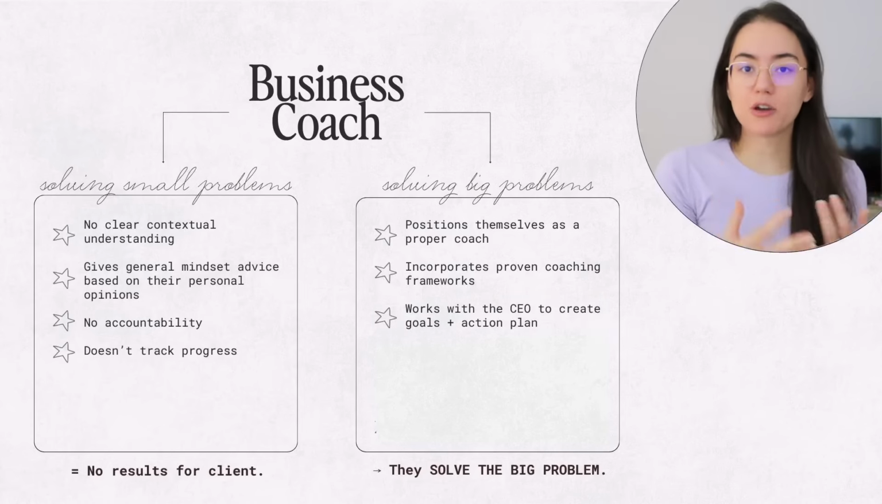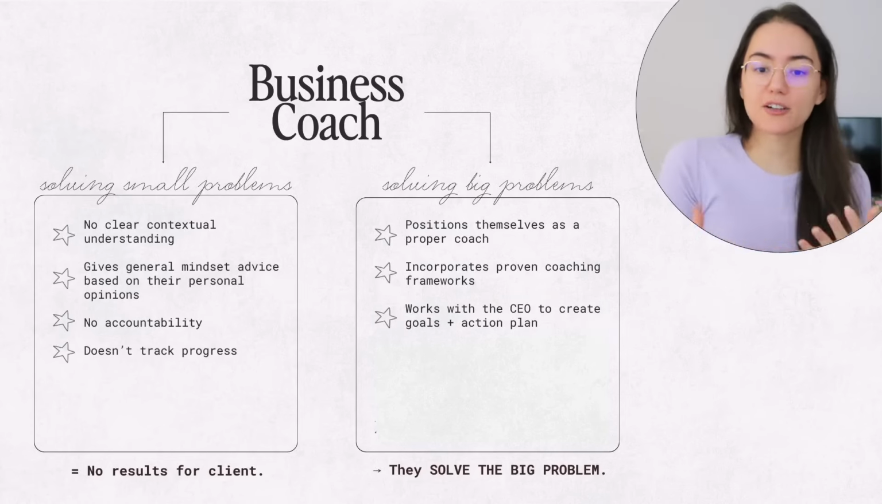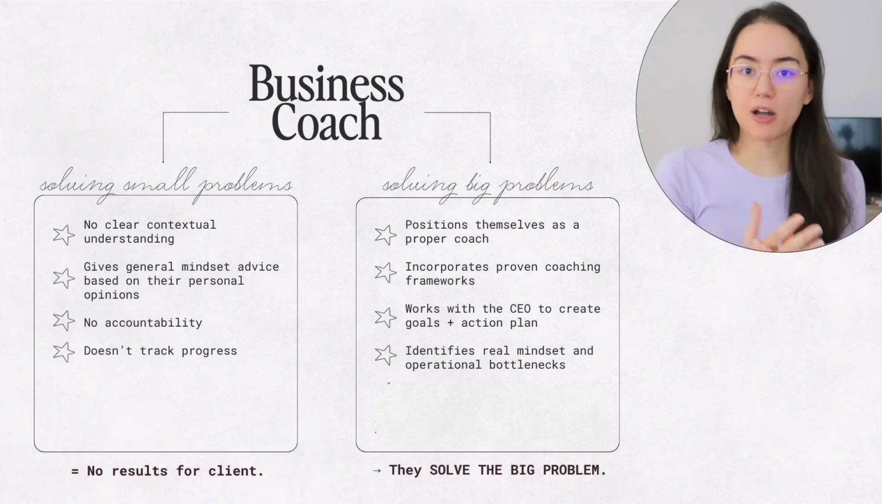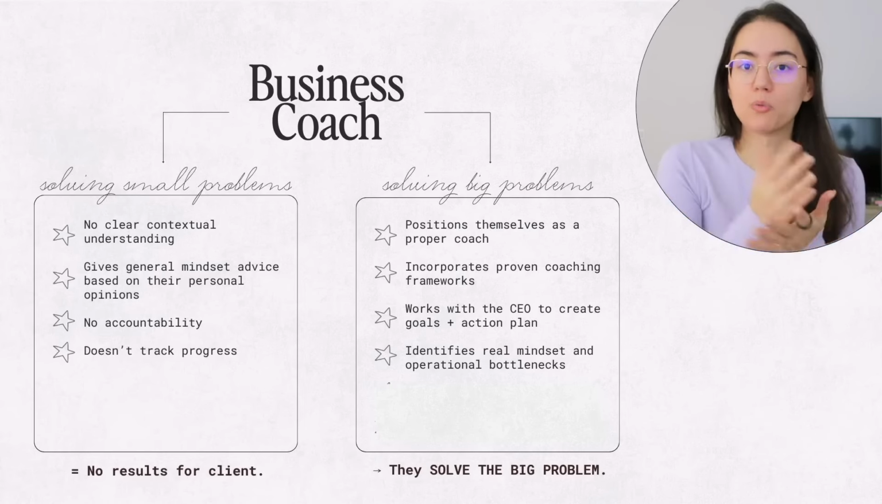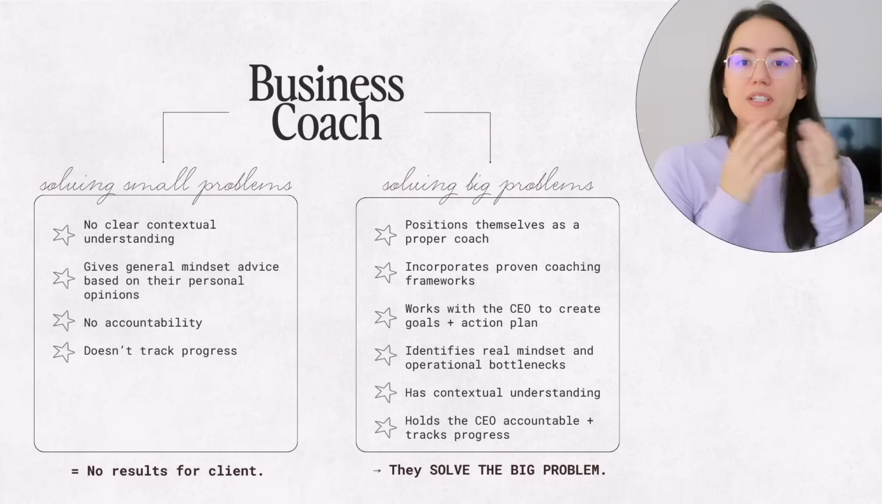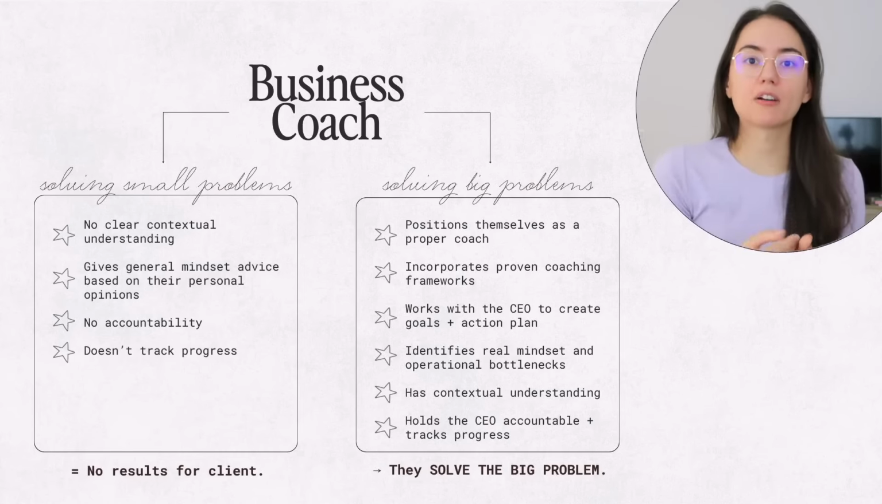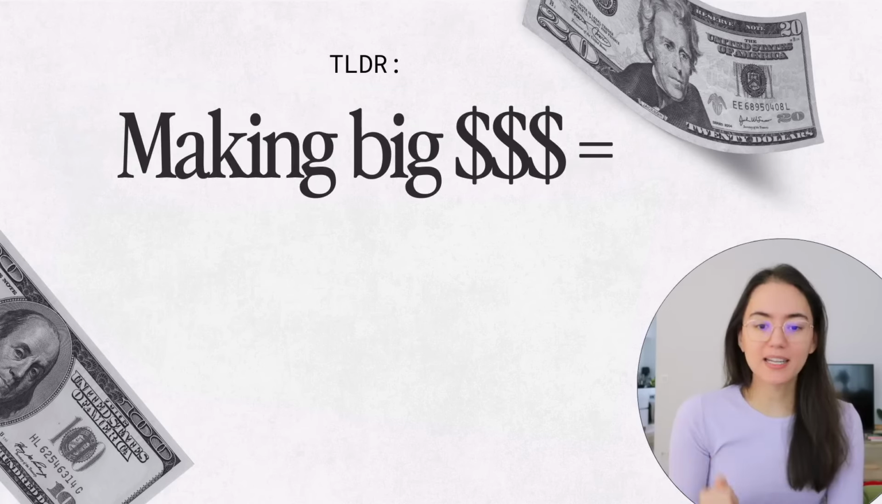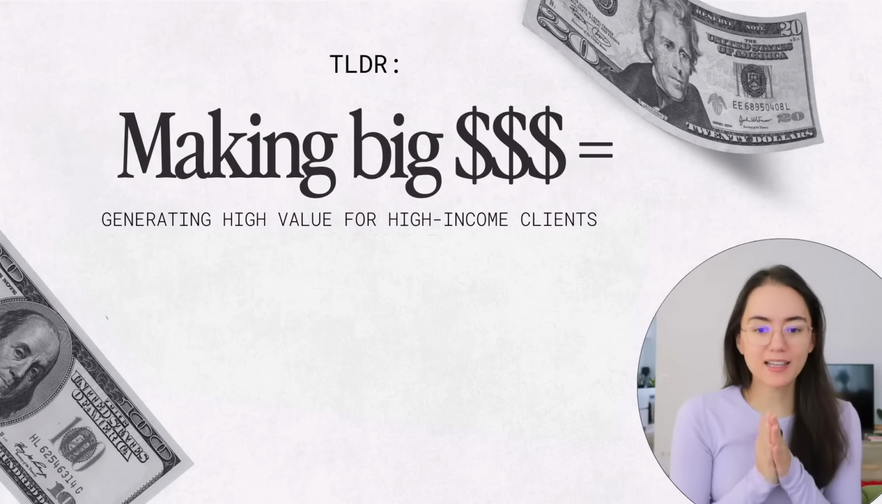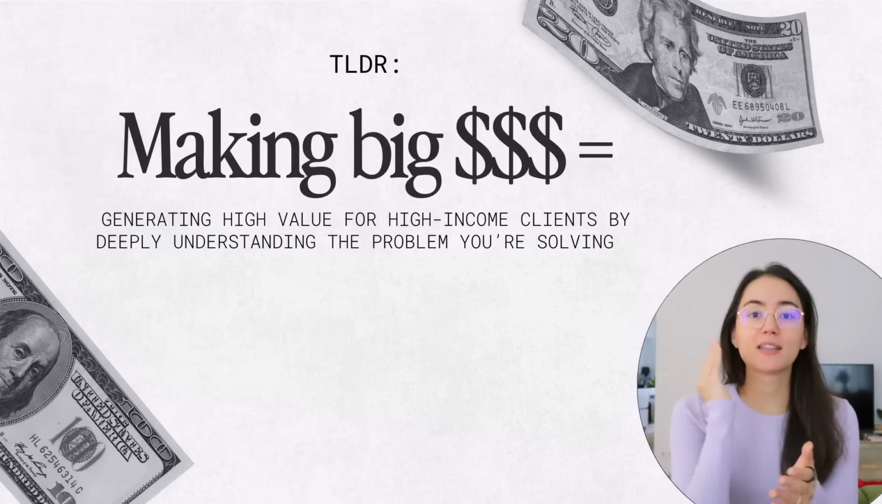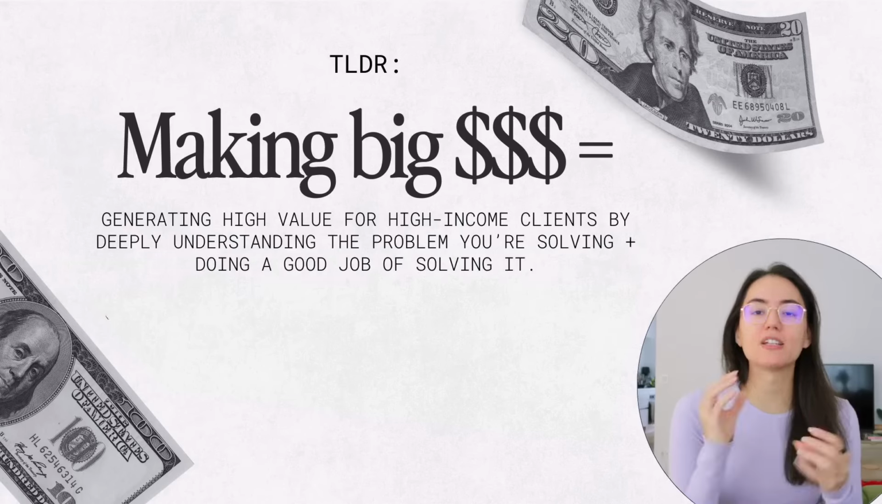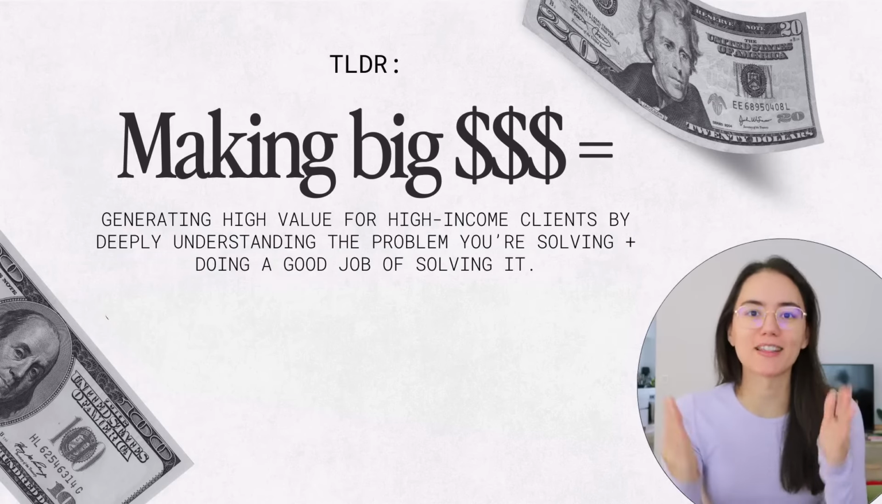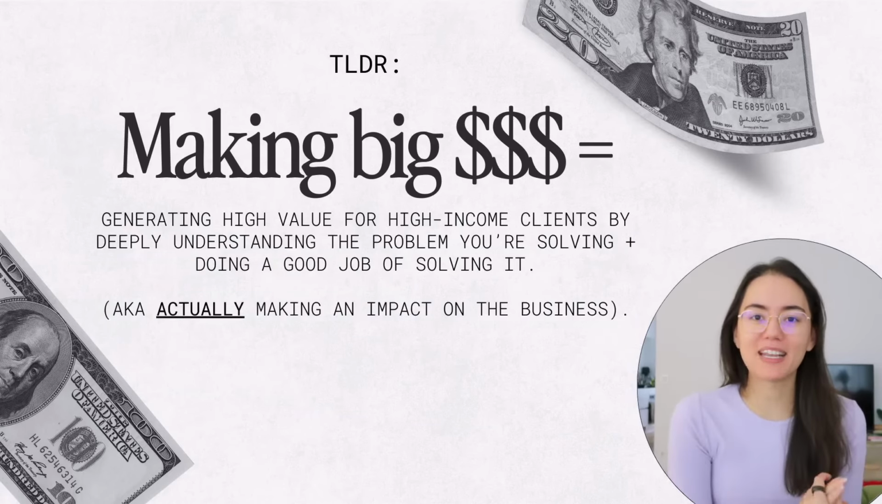They work with the CEO to understand the context, the goals, they create an action plan, they identify the real bottlenecks, and they really give them a way to work through those bottlenecks. If it's mindset, they have contextual understanding, they hold the CEO super accountable, keep progress, they stay on top of them, and get them what they need, depending on what they need, right? So TLDR, making great money is about generating high value for high-income clients by deeply understanding the big problem you're helping them solve and doing a good job of actually solving that problem, aka actually making an impact on the business.